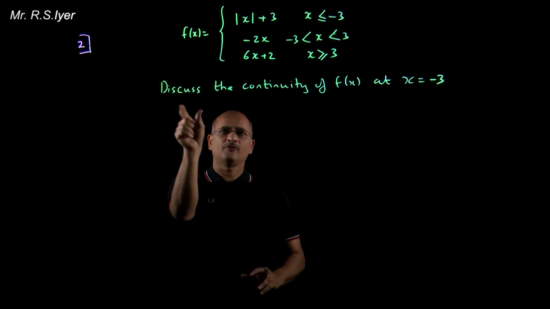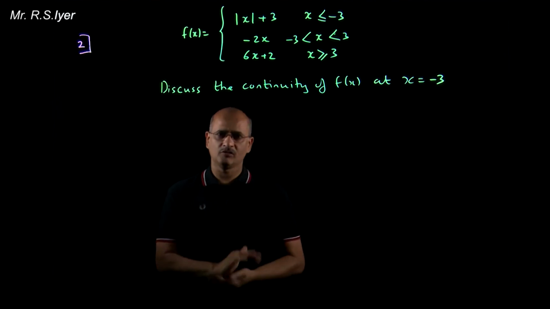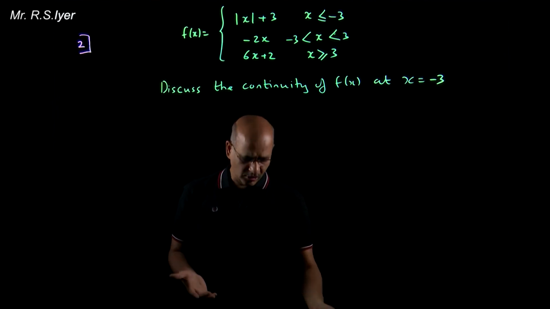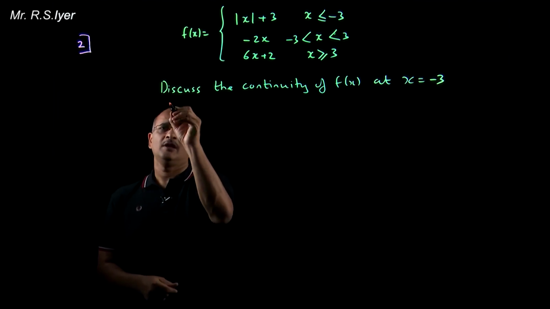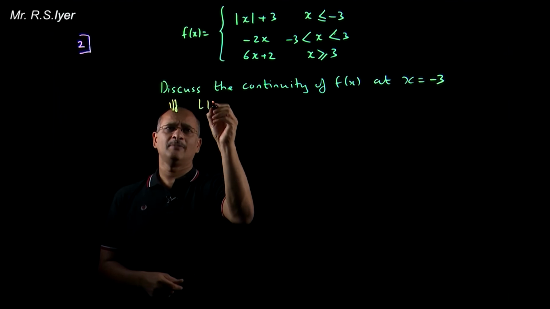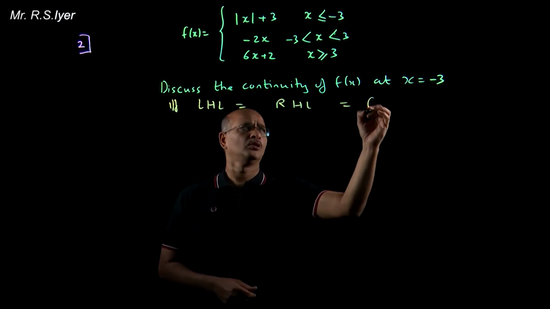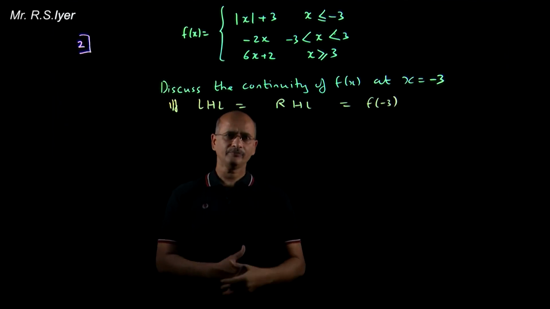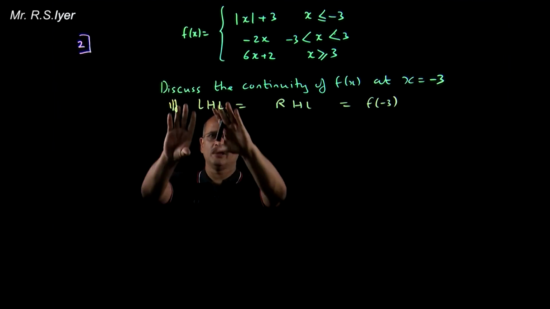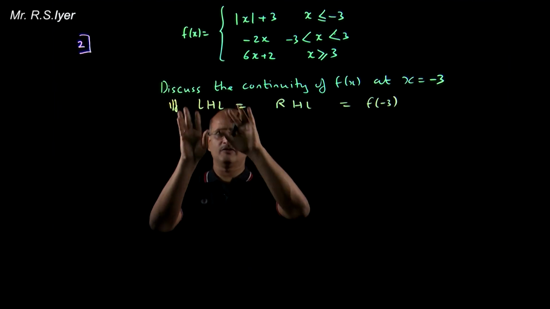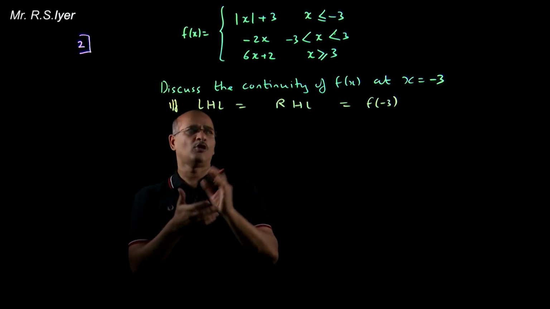Now this is the point of the question, very important: discuss the continuity of the function at x equals -3. So when a function is continuous, if you remember what I told you, if and only if left hand limit is equal to right hand limit is equal to f of -3. So first, to evaluate this, you need to write properly what function we are going to use for solving the left hand limit, the right hand limit, and all the stuff.